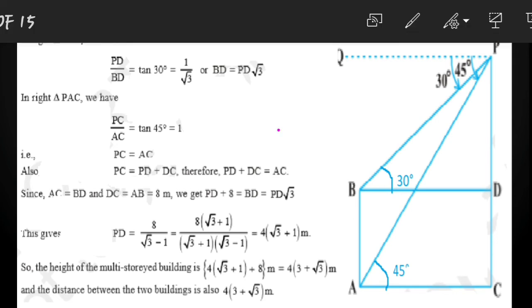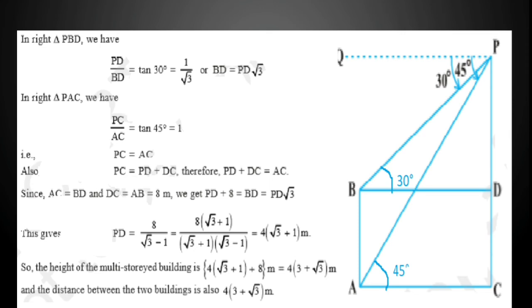Okay, so in the triangle PBD, if you look at this triangle PBD, the value of BD and the value of AC both are the same. So you can write PD by BD.